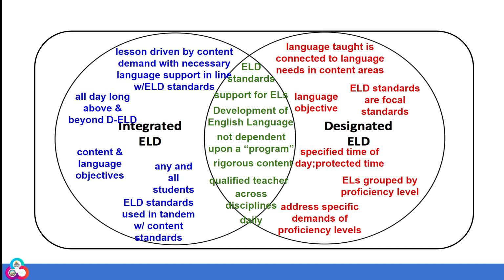Both designated and integrated ELD are designed to support English learners in that we're using the ELD standards and taking into consideration their language proficiency level. So by design, they're supports. And both of them are designed to develop the English language. In designated ELD, we're explicitly focusing on the forms and functions of the English language. What do these words and phrases represent? Meaning making, right? And what does that look like in context? In the context of this poem, in the context of this paragraph, in the context of this word problem, right?